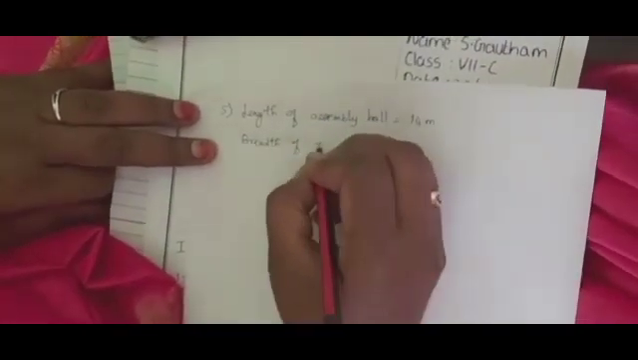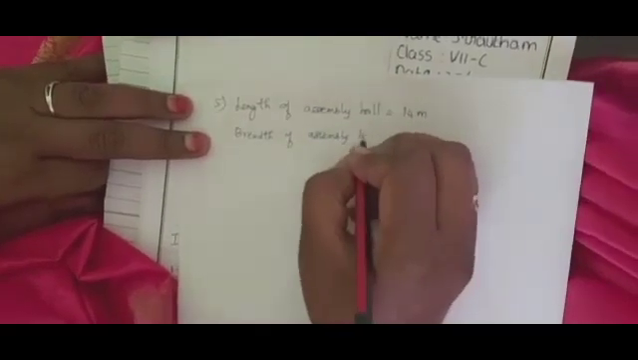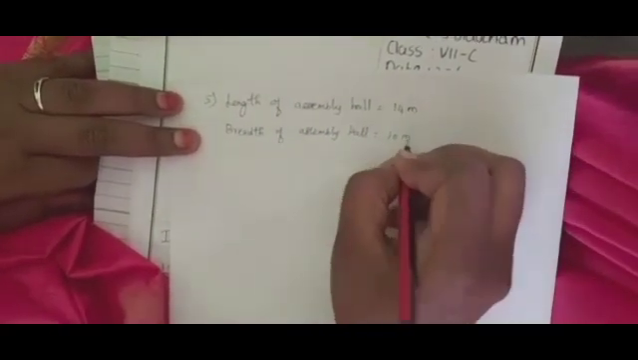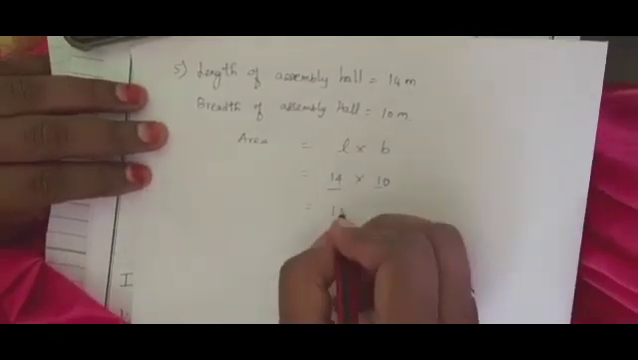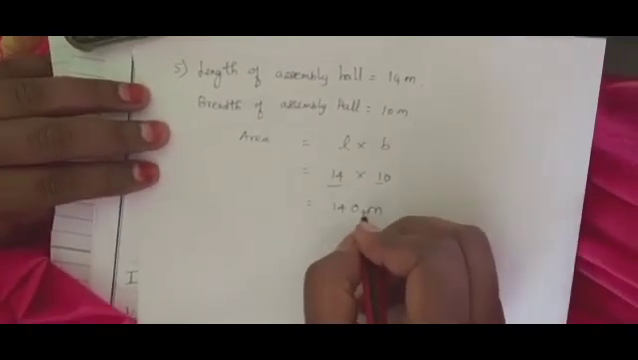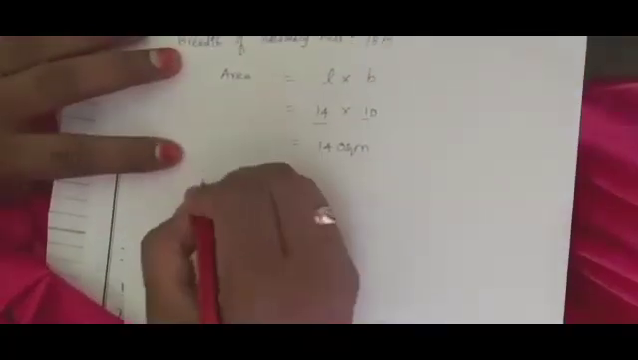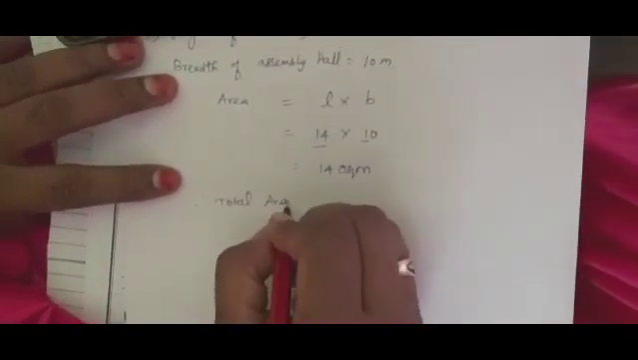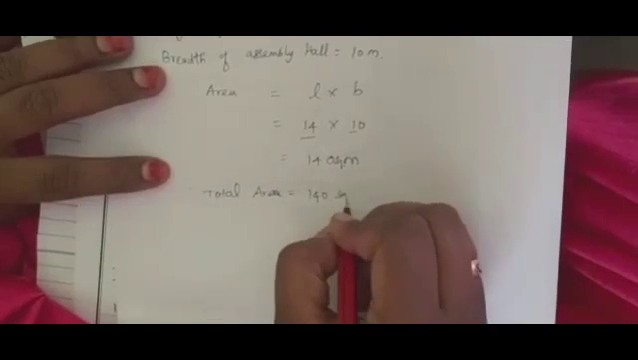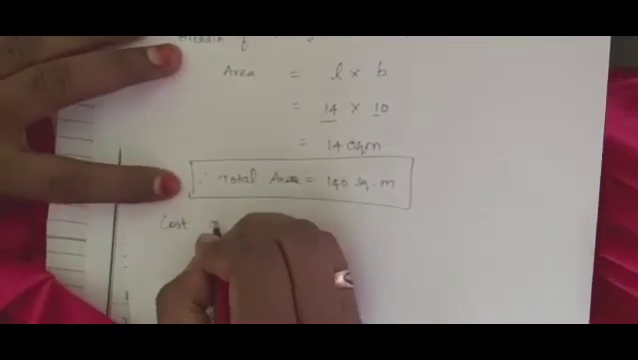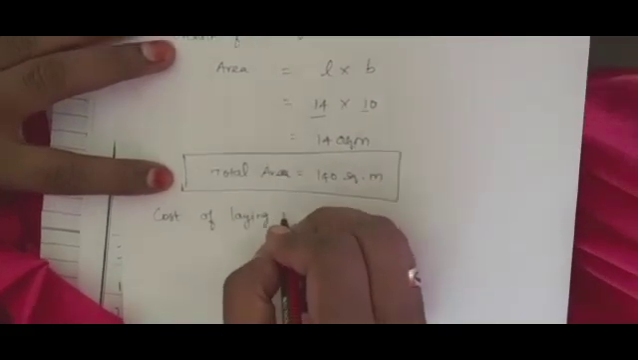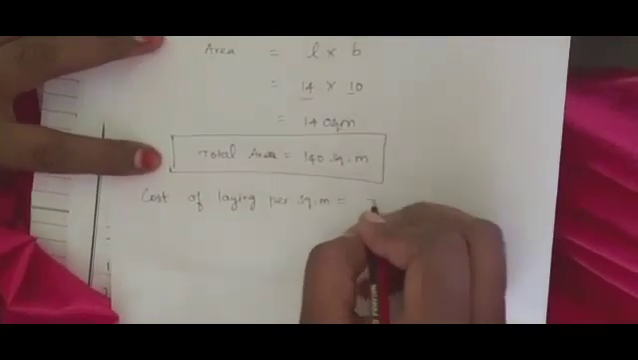So first we will see the area. So area of a rectangle is equal to length into breadth, that is equal to 14 into 10, which is equal to 140 square meter. Now the cost of laying for 1 square meter is equal to rupees 60. So therefore 140 square meter is equal to 140 multiplied by 60, that is equal to multiplying 14 into 6.